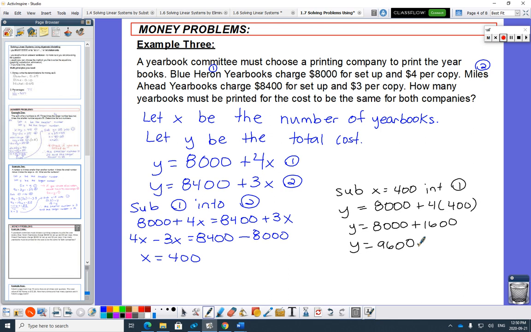So this is the number of yearbooks and this is the cost. So if you kept going and did that, I would never take marks off, okay? So if you just always want to solve for x and y, you can totally do that. But technically the question says how many yearbooks? And that's the x value, right? x is the number of yearbooks. And that is the total cost.